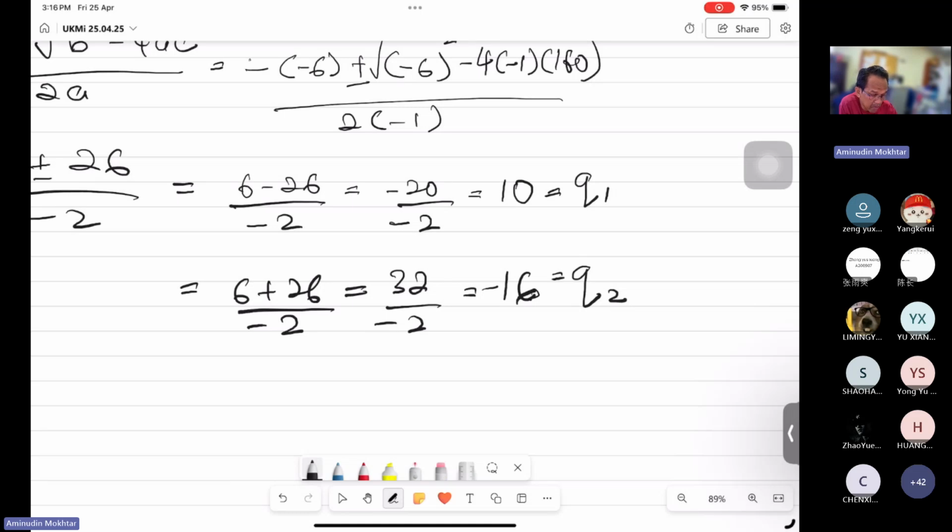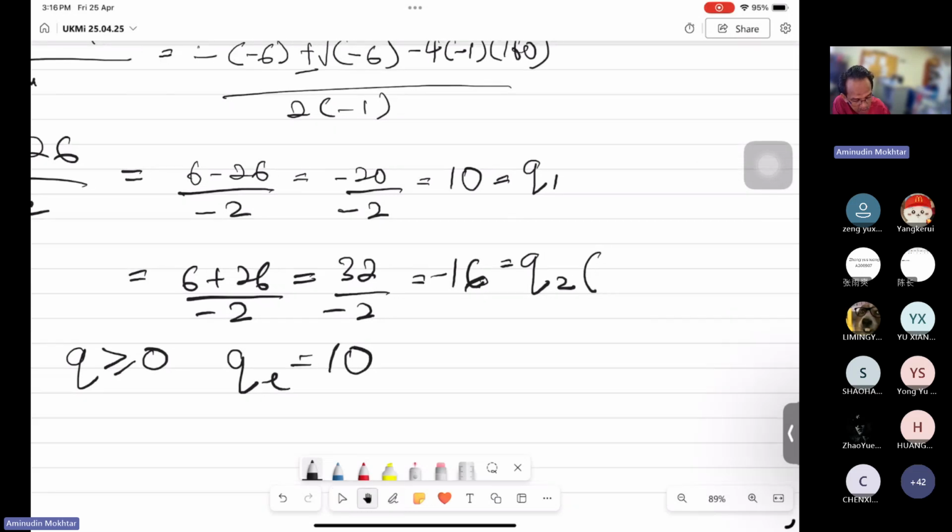In economics, quantity must be positive, zero or positive for Q. Q is never negative. So there are two answers here, one positive, one negative. So the correct answer is QE equal to 10. The negative value of Q2, -60, we cannot take as an equilibrium quantity because the value is negative.